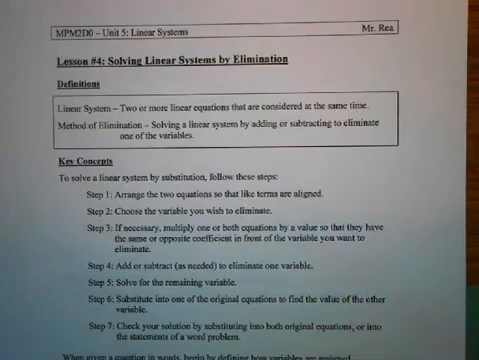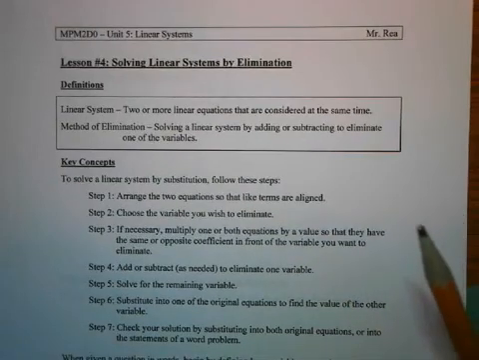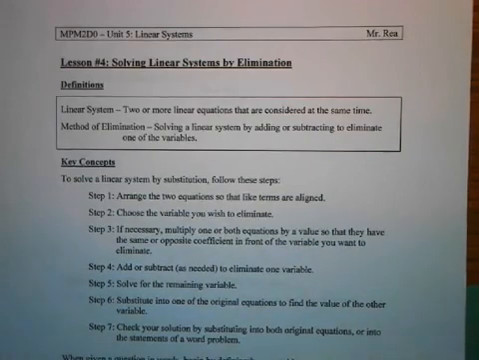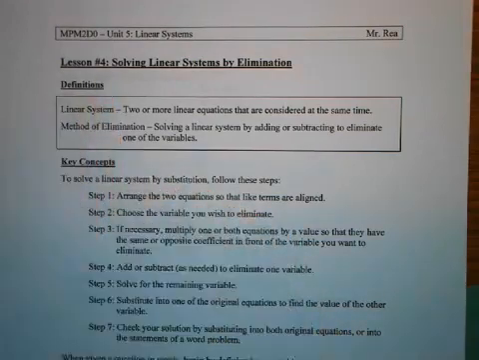We're going to continue on with our linear systems unit. This will be the second of 3 lessons. The previous lesson, it was lesson 1 that we did, but the lesson note was lesson 2, was learning an algebraic method called substitution to solve a linear system.